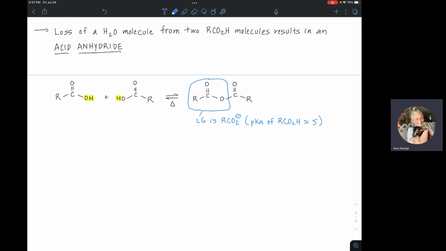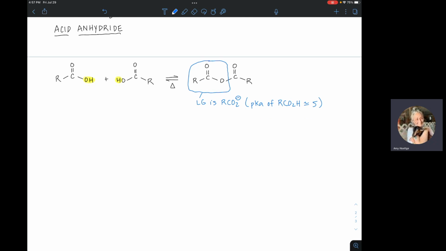Remember, the lower the pKa, the stronger the acid, right? And the stronger the acid, the weaker its conjugate base. So, depending on what R is, the carboxylate anion is a relatively weak-ish base. So it's a pretty decent leaving group, and it's definitely weaker than hydroxide. So instead of reacting the carboxylic acid, we could react the acid anhydride. And so we have set this up such that we have a better leaving group.